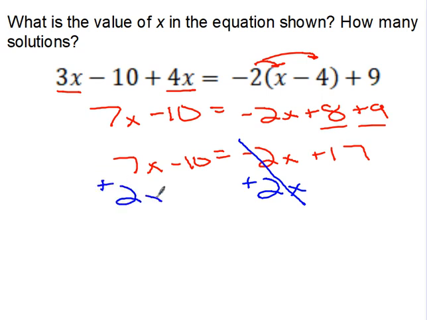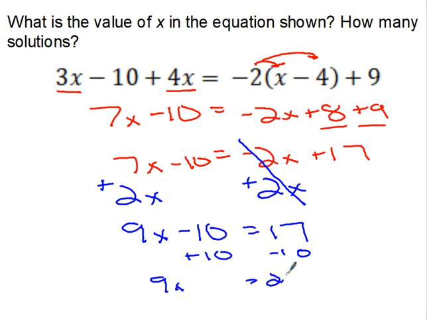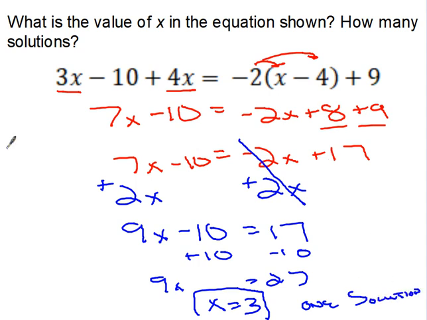And then I have to do it on the left-hand side. So that's going to give me 9x, because I added 2x to both sides, minus 10 equals 17. And now I have a simple equation that I can solve, and I get x equals 3. So there's only one solution. So x equals 3 is the only possible solution for this equation that makes it true. If I plugged in 3, it would make the left side and the right side equal to each other. So there's one solution, x equals 3. Any other value I try to plug in for x will not work.